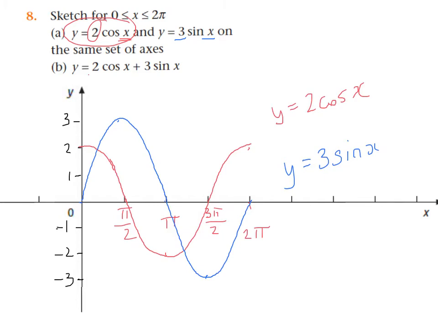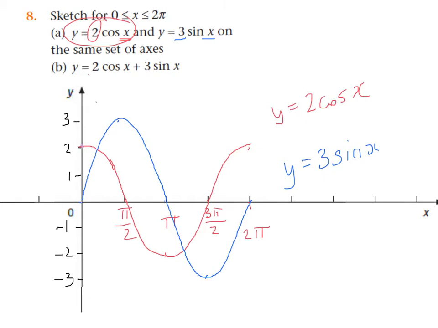Alright, now, part B, graph then y equals 2 cos x plus 3 sine x. So there's two ways of doing this. I think the easiest way is just to do it on the graph and add the y coordinates together as you go along. So here we're adding together 0 plus 2, which is 2. Or you could set up a table of values. Here we've got roughly about 1.8 plus 1.8, so that's going to be about 3.6.